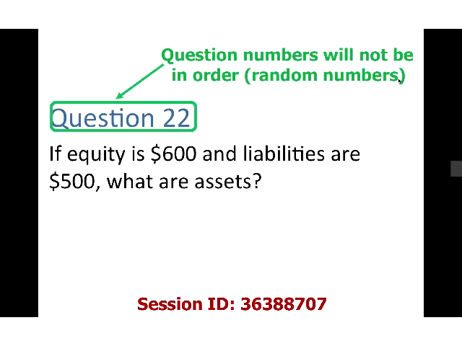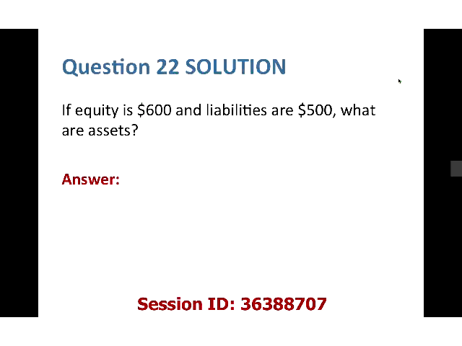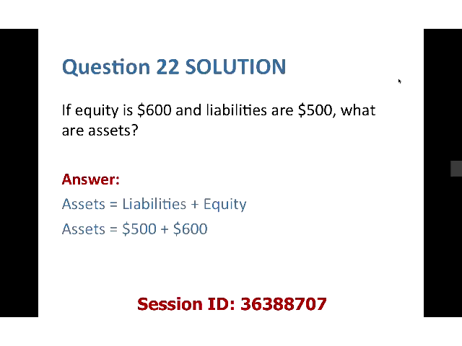So if equity is $600 and liability is $500, what are assets? Well, our accounting equation is assets equal liabilities plus equity. So this one should be pretty straightforward. I'm looking right now, and we've got a few people with the wrong answer. Remember, assets equal liabilities plus equity. I'm giving you equity of 600 and liabilities of 500. So we plug some numbers in there. You have assets equal 500 plus 600.